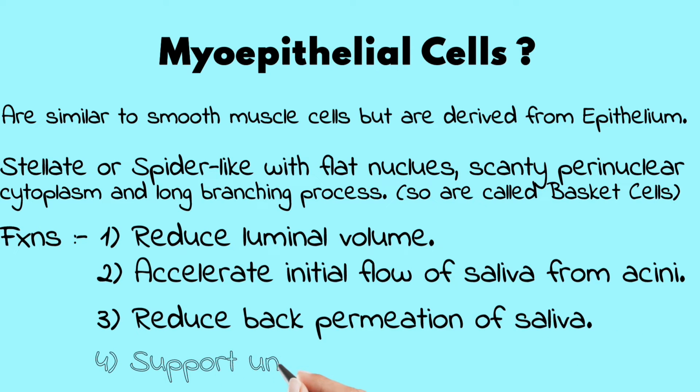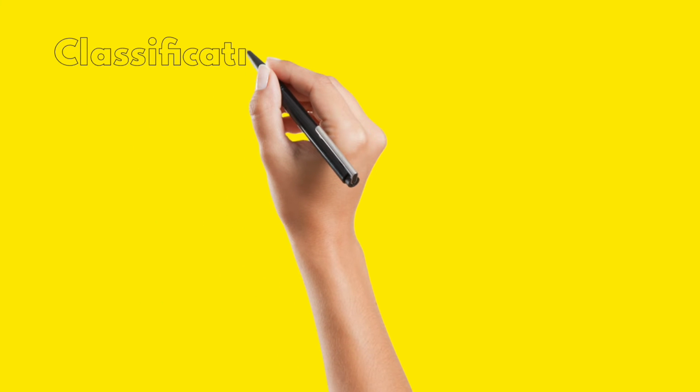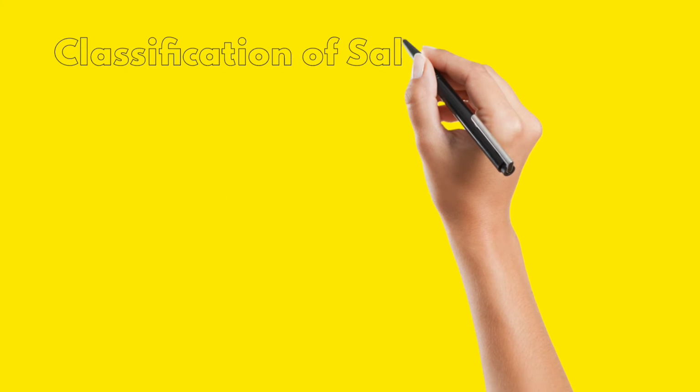They accelerate the outflow of the saliva, they reduce the luminal volume, they contribute to the secretory pressure in the acinus, they reduce the back permeation of the saliva, and they also support the underlying parenchyma.